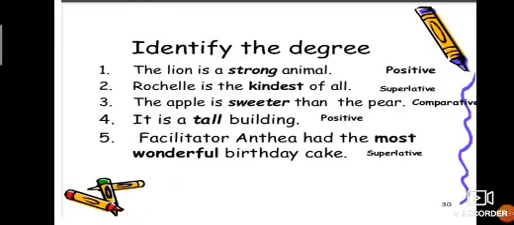Identify the degree. We studied three degrees. What are they? Yes, very good: positive, comparative, superlative. Okay, I have given five sentences. We have to find out which degree each one is. The lion is a strong animal. We are not comparing the lion with any animal, so it is positive.